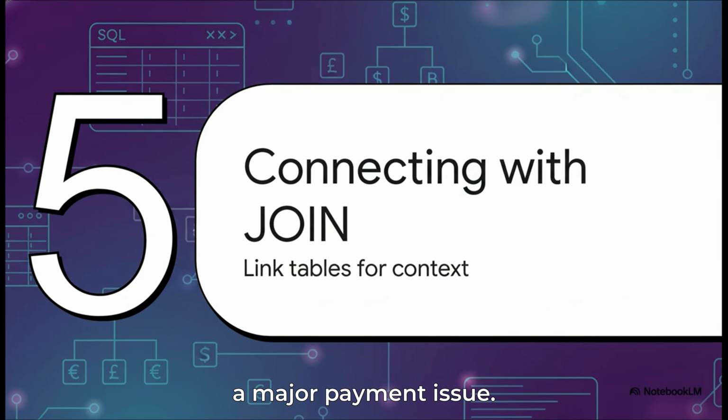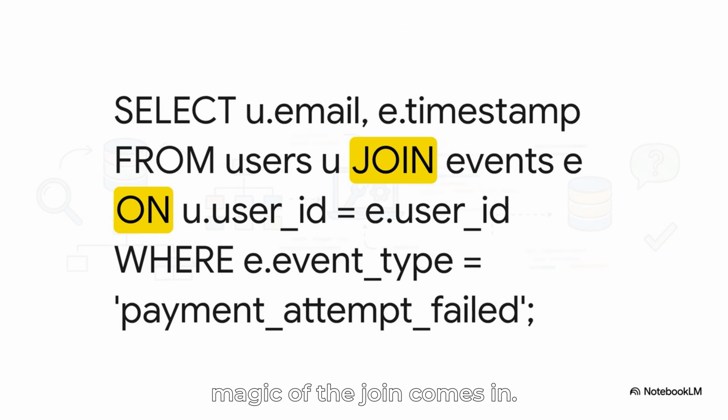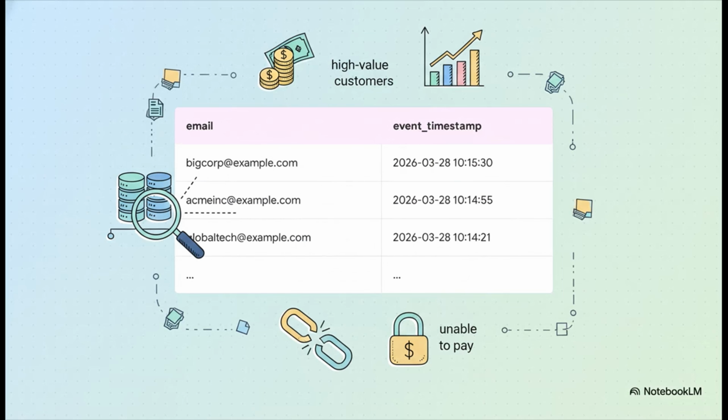So Alex knows there's a major payment issue. Now, to be a true hero to the engineering and business teams, she needs to give them one more crucial piece of information. Which of our high-value customers are being affected? And this is where the magic of the join comes in. It's how we connect information from different tables. So here, Alex is linking the users table, which she gives a nickname U, with the events table, nicknamed E. Now, that on u.userid equals e.userid part, think of that as the bridge that connects the two. This simple link lets her search for failed payments and for users who are in the enterprise segment, all in one single, powerful query.